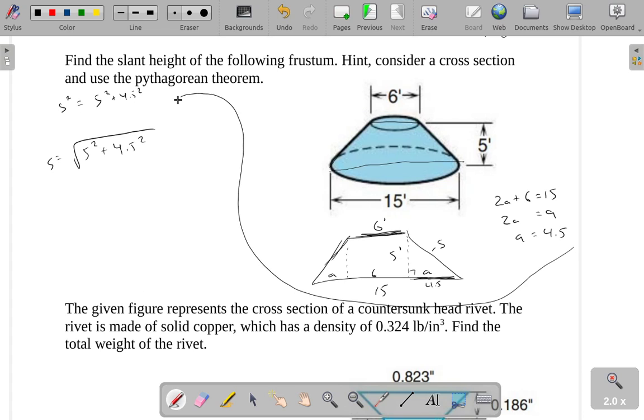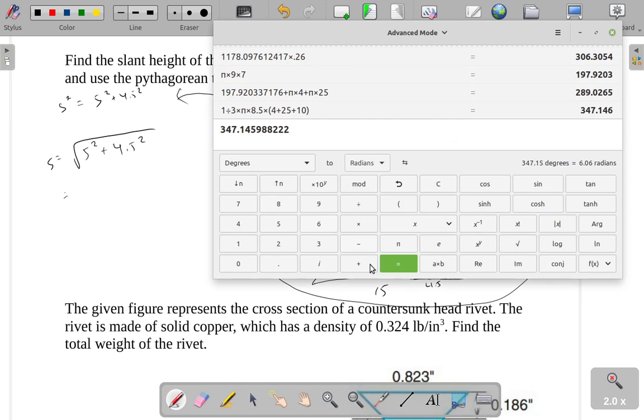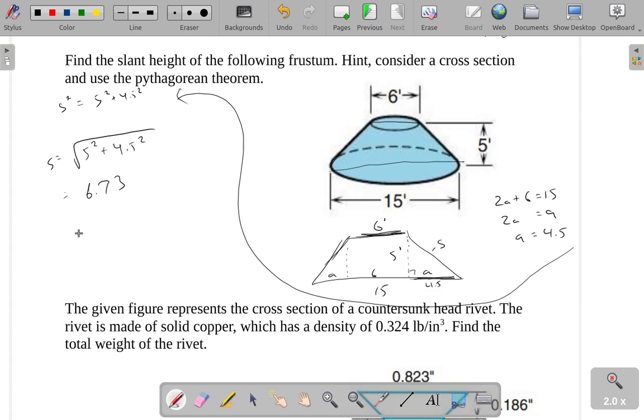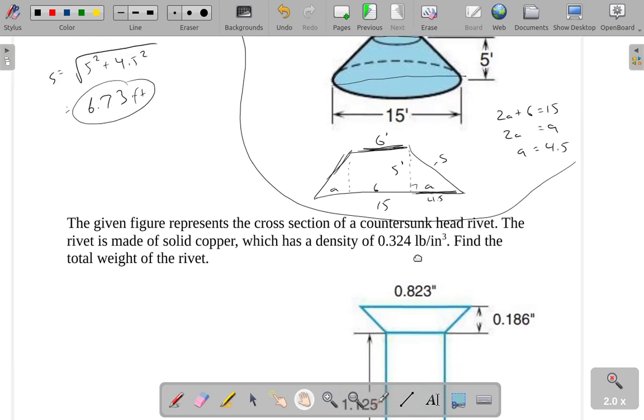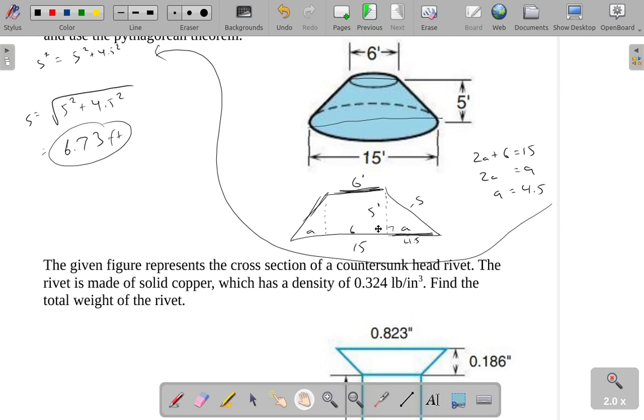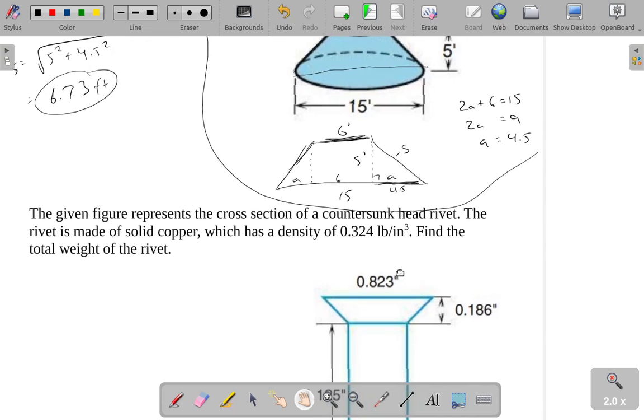So, I'm kind of going backwards. Put this over here. Alright, so that means I can just plug that into my calculator. The square root of, parentheses, 5 squared plus 4.5 squared is 6.73. And that would be my slant height. That would be in feet. A little bit of two-dimensional geometry in the middle of all this three-dimensional geometry.